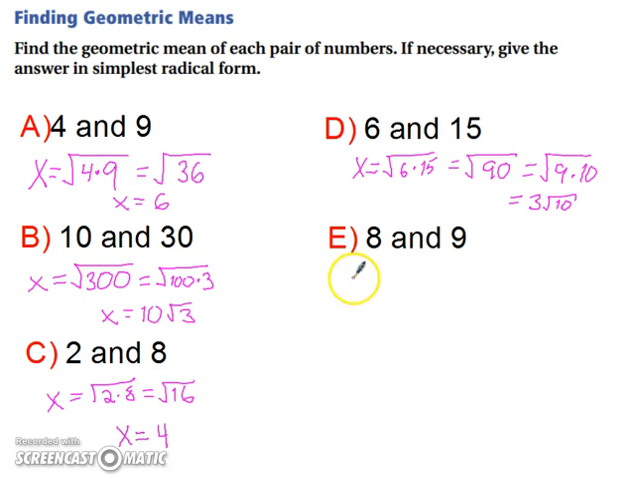Let's look at the last one here. We have x equals the square root of 8 times 9. Well, 8 times 9 is 72. So we have the square root of 72. And similar to B and D, there was no nice one that we can use, but we know that 36 times 2 gives us 72. So we can have the square root of 36 times 2. Because 36 is a perfect square, we've got 6 square roots of 2.